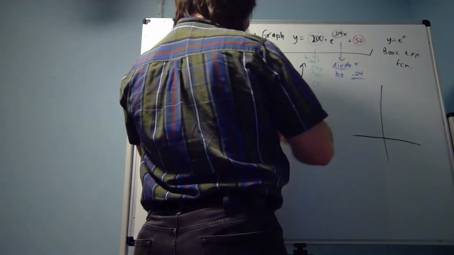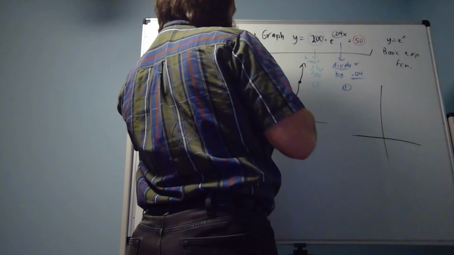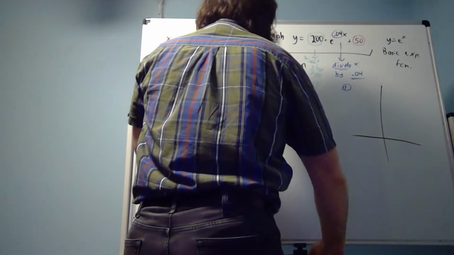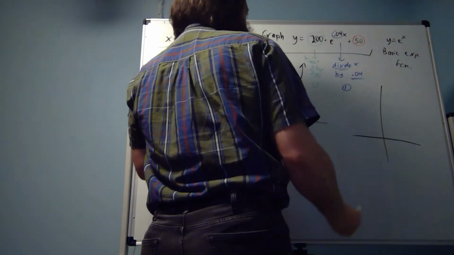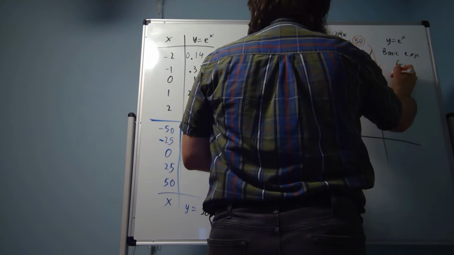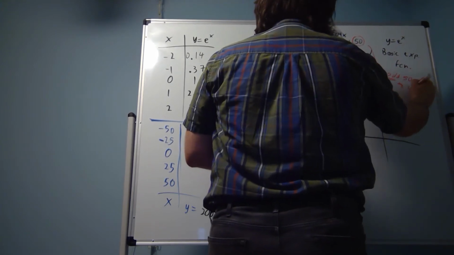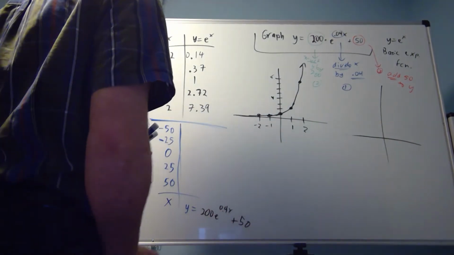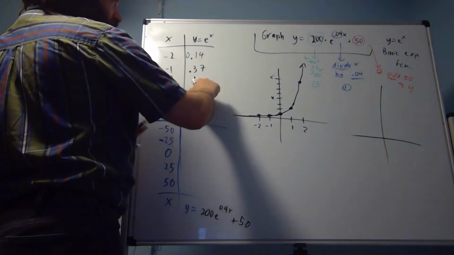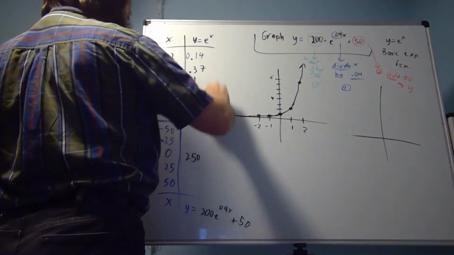That's like our second step. Our first step was what we did when we multiplied the x by that, and then the very last step is add 50 to y. So that's what we do. We multiply by 200, but then we also add 50.